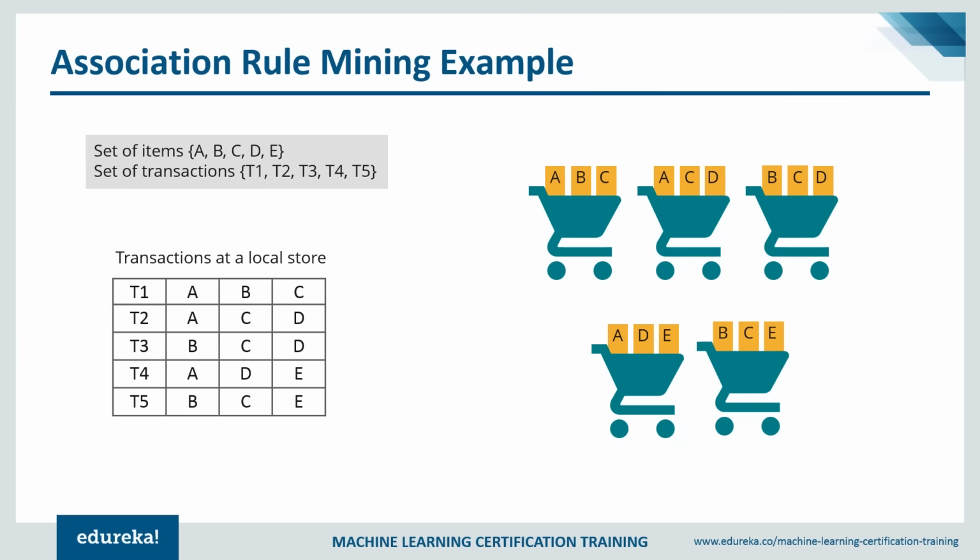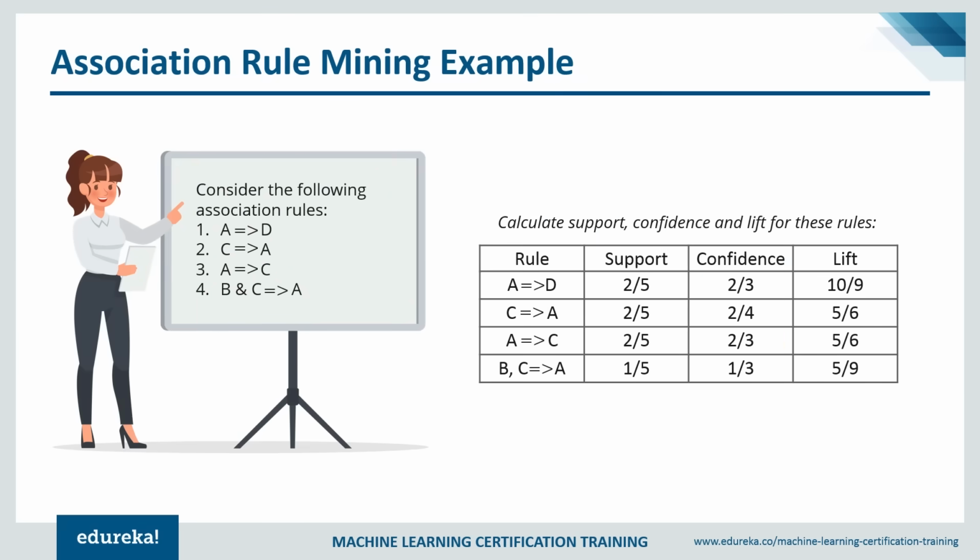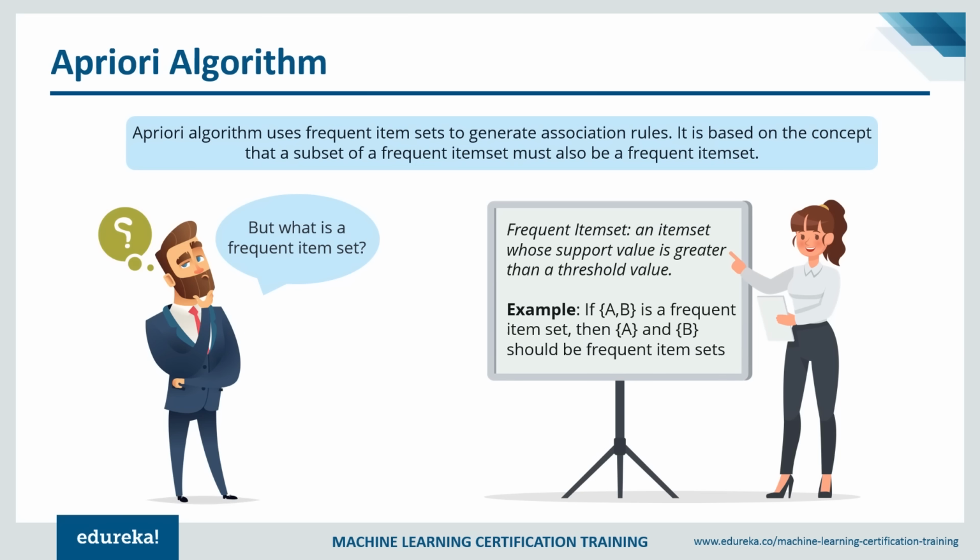So let's take an example of association rule mining and understand how exactly it works. Let's suppose we have a set of items A, B, C, D, and E. And we have the set of transactions which are T1, T2, T3, T4, and T5. What we need to do is create some sort of rules. For example, A arrow D, which means that if a person buys A, he buys D. If a person buys C, he buys A. If a person buys A, he buys C. And the fourth one is if a person buys B and C, he'll in turn buy A. Now, what we need to do is calculate the support, confidence, and lift of these rules.